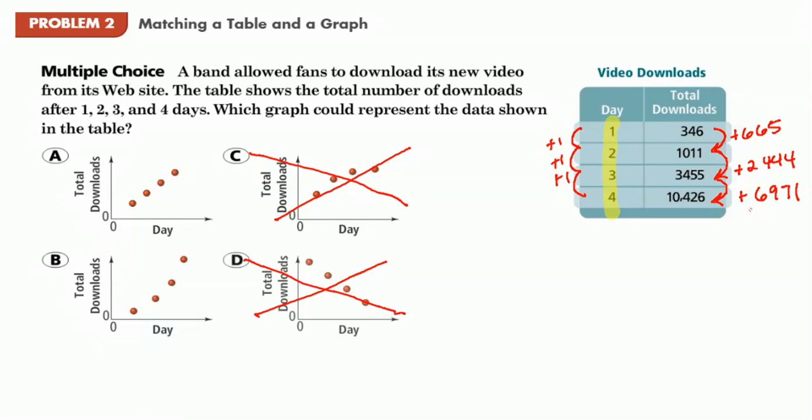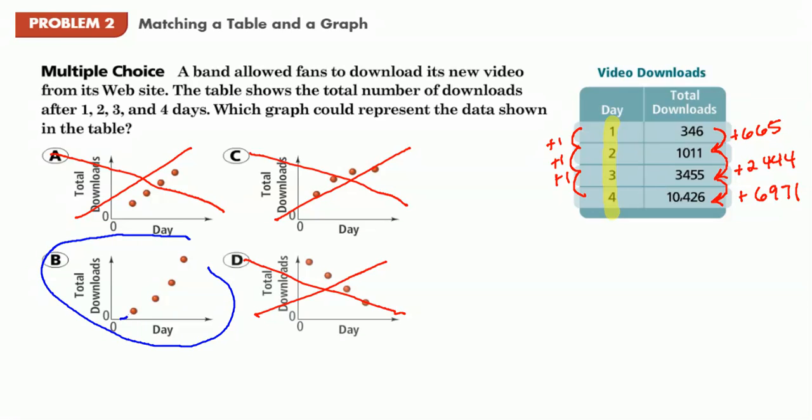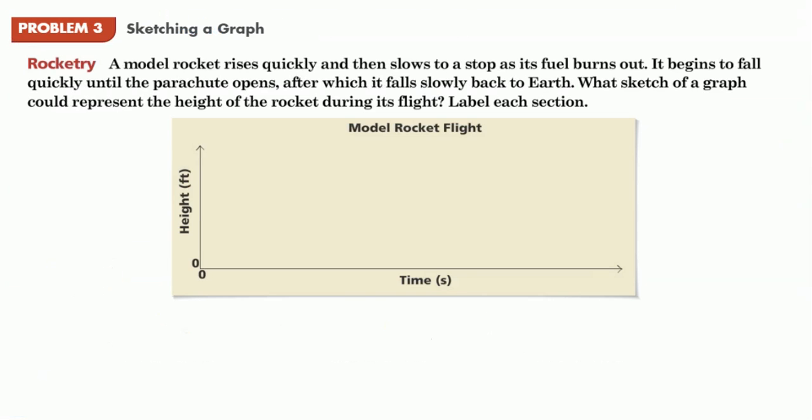So that wouldn't fit table A. Our best solution that would fit this scenario would be B. So the answer would be B. You can see from the graph how the downloads are increasing exponentially, day by day, for the group. Okay, now for problem number 3, sketching a graph.